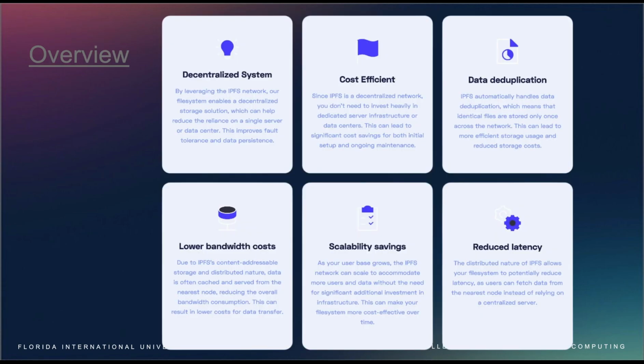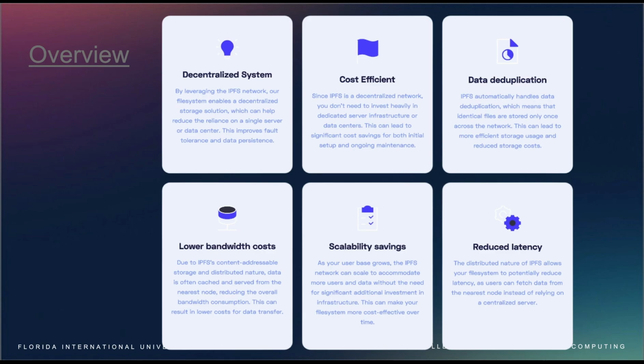And so now, just to give you guys a small overview, here are the different objectives and goals which we have essentially tackled, and some of them which are present in a centralized network. So we have a decentralized system which allows us to reduce the reliance on a single server or data center. We have cost efficiency, data deduplication, lower bandwidth costs, scalability savings, and we also have reduced latency.